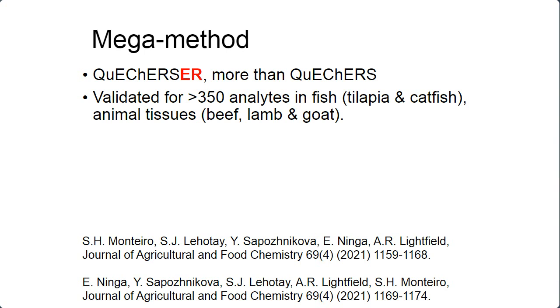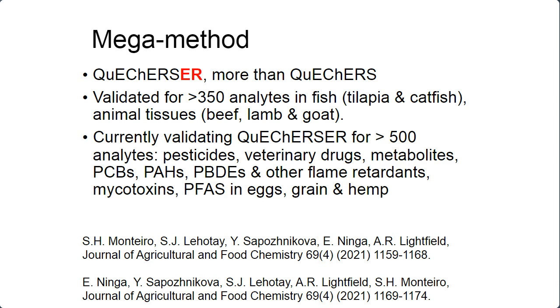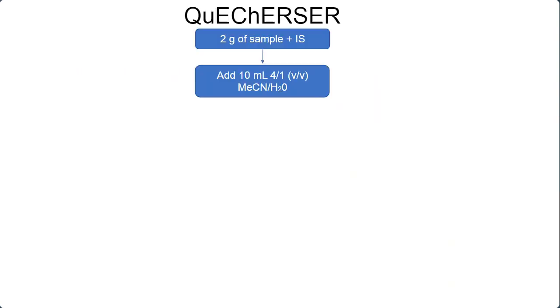We're currently working on a project validating the mega-method for over 500 analytes, which include different classes: pesticides, veterinary drugs, their metabolites, PCBs, PAHs, PBDEs and other flame retardants, mycotoxins, and perfluorochemicals. And we hope to report on that project soon, so stay tuned. But for now, I want to show you how the mega-method works.